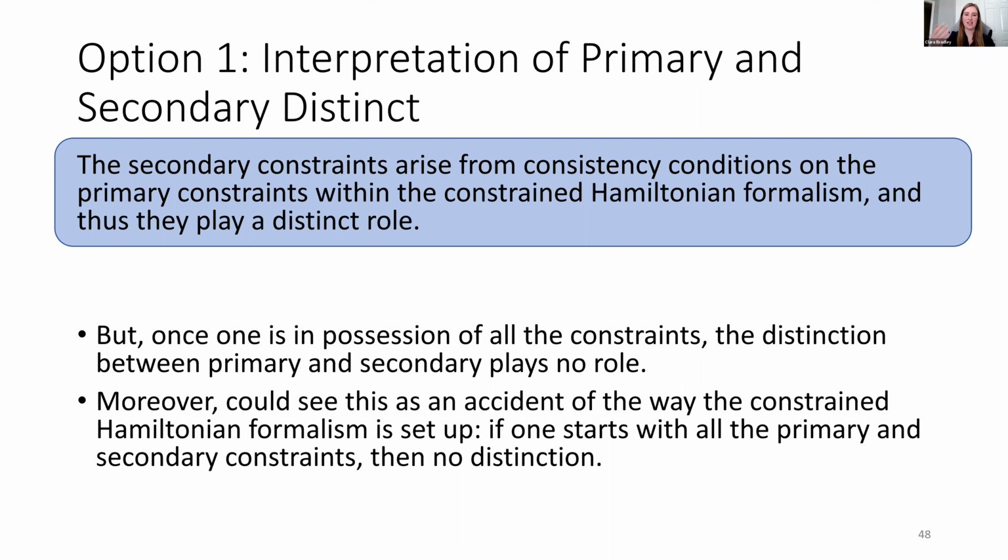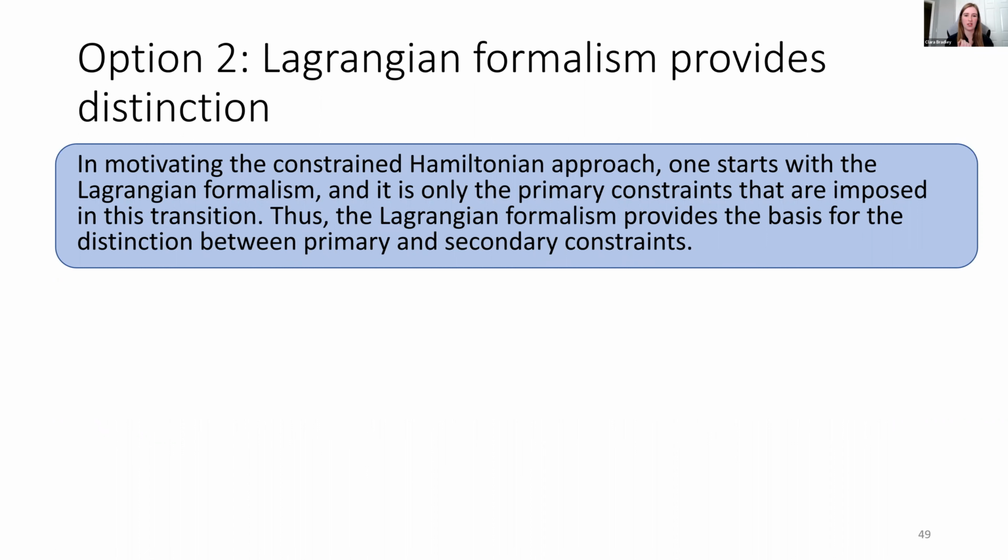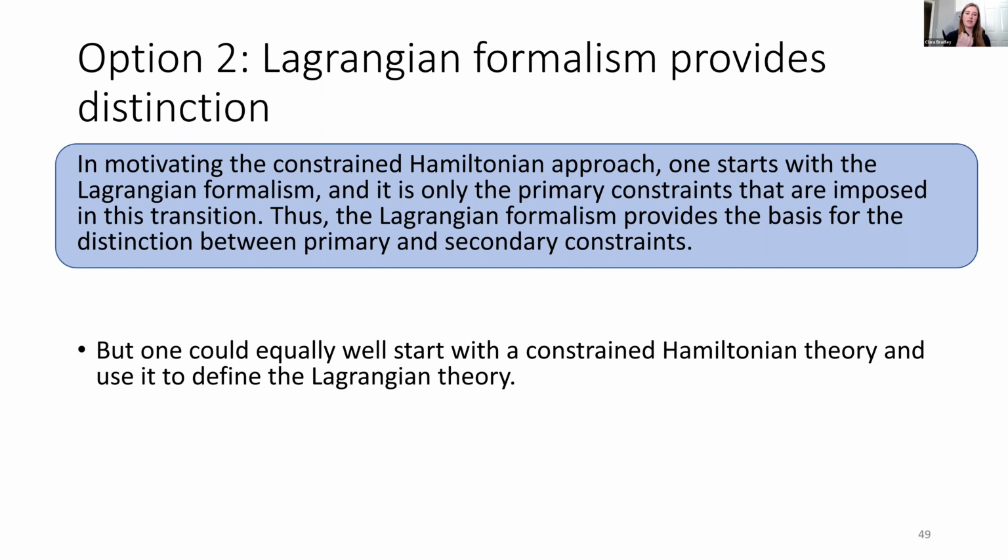So this leads on to what I think the second option for arguing against me is, which is to argue that really it's the Lagrangian formalism that provides the distinction. Because in motivating the constrained Hamiltonian formalism, what one does is one starts with the Lagrangian, and then it's only the primary constraints that are imposed when we move from this Lagrangian to the Hamiltonian picture. And so one might say it's really the Lagrangian formalism that provides the basis for this distinction between the primary and secondary constraints. This relies on arguing that it's really the Lagrangian formalism that is the fundamental one, and that the constrained Hamiltonian formalism is somehow derivative on it.